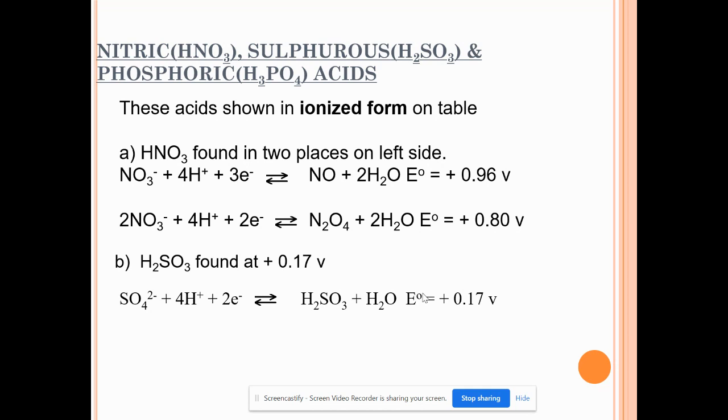HNO3 found in 2 places. So you often see this one coming up in questions because it's a little more tricky and it's in 2 places. And so depends on what it's bound with, you're going to have different products being formed. So you see one at 0.96, you have the nitric acid, and then you're going to form NO and H2O. And then you have at 0.80, you're going to be forming N2O4 and water. H2SO3, this is found at 0.17 volts, and you can see that and find it on your table as well.